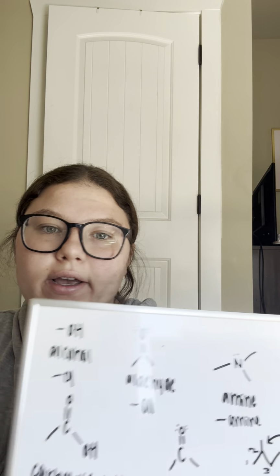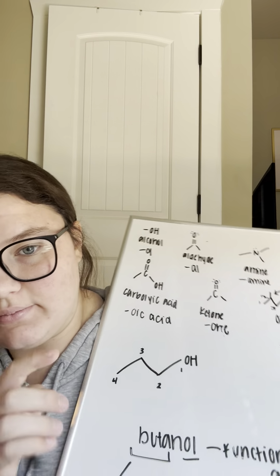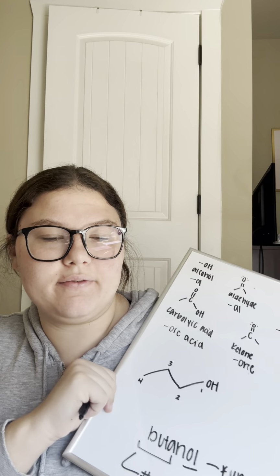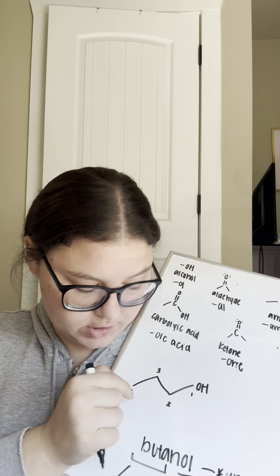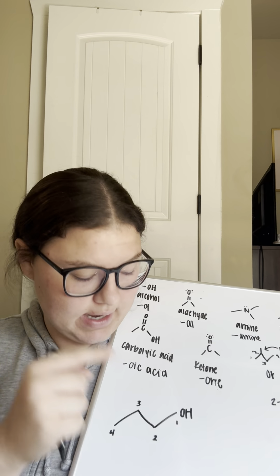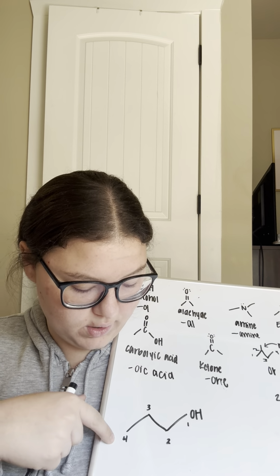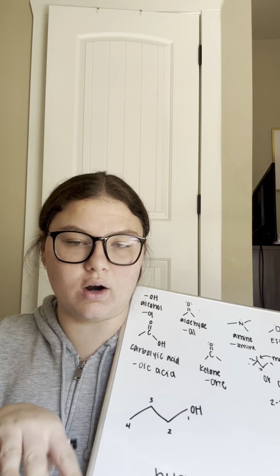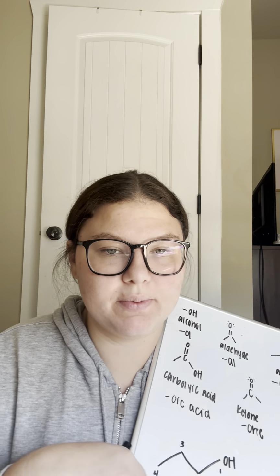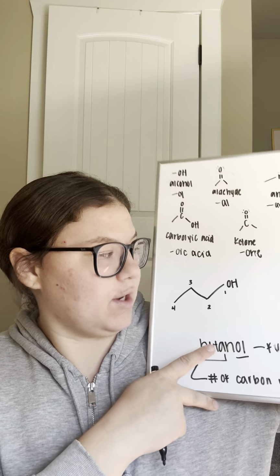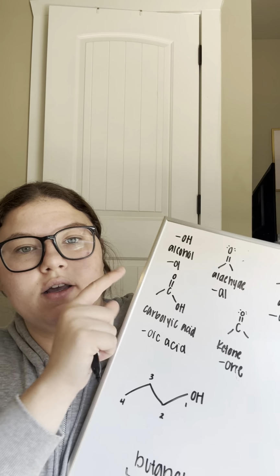So my first example is this one. I am going to find the longest chain. I already did that: it's 1, 2, 3, 4, so that's butane, there are 4 carbons. This one's pretty simple because it doesn't have any other functional groups. It just has OH, and if I look on my board, that is alcohol.